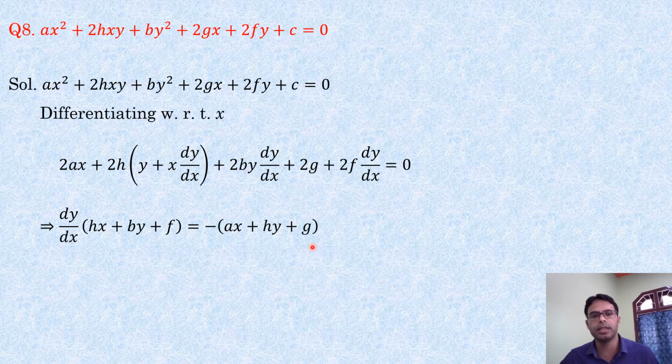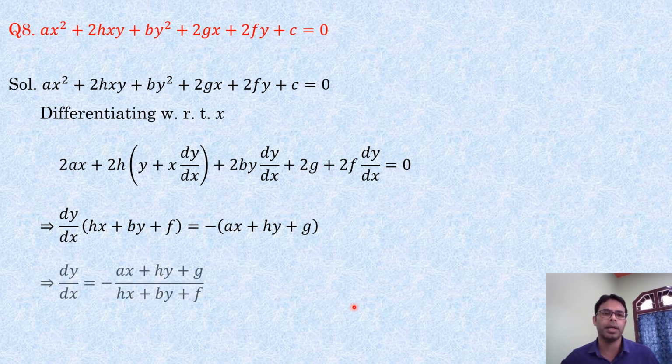and the terms this hy and this 2g only will go to the right hand side, and taking minus common because all of the terms will be negative. So it is minus ax, this is minus hy, this one, and this is minus g is this one, and just divide it, will be the solution for the question.